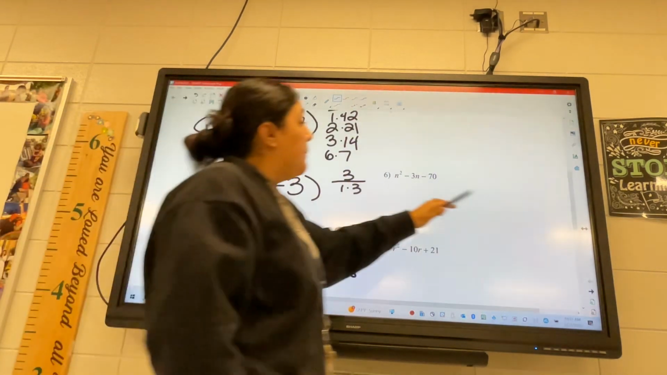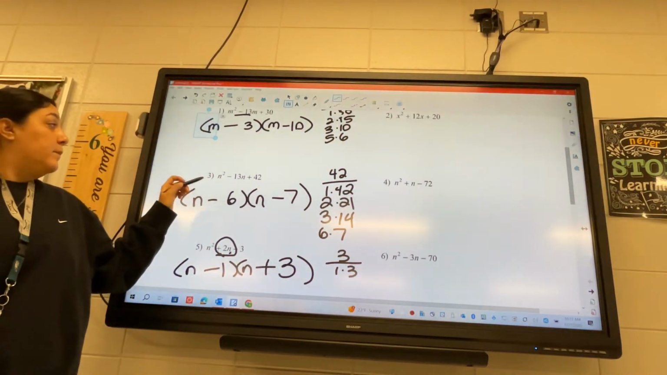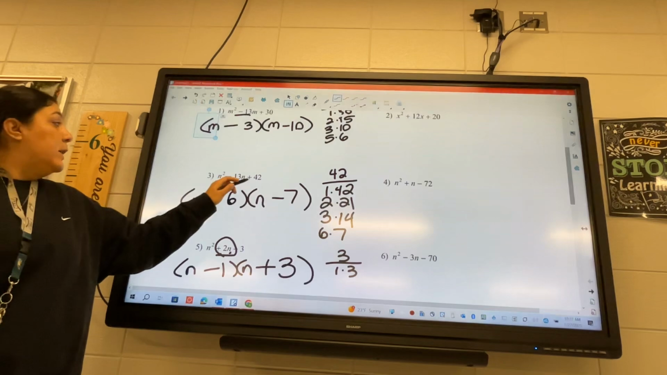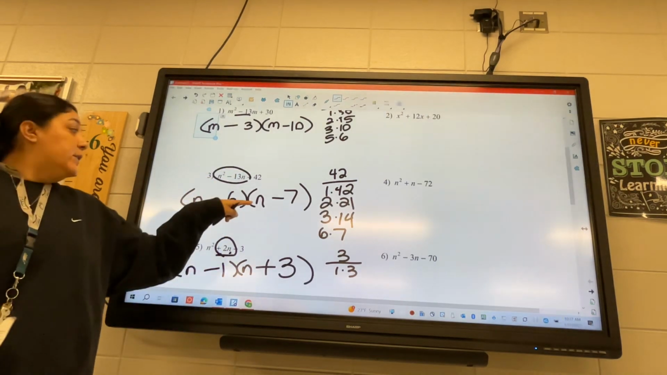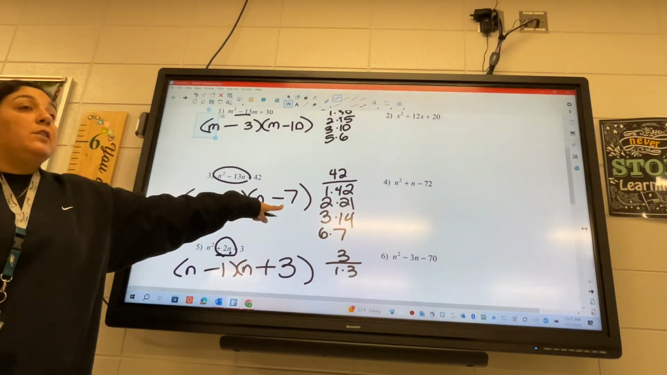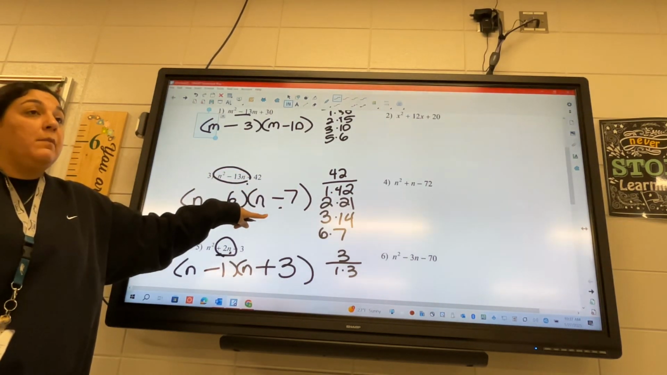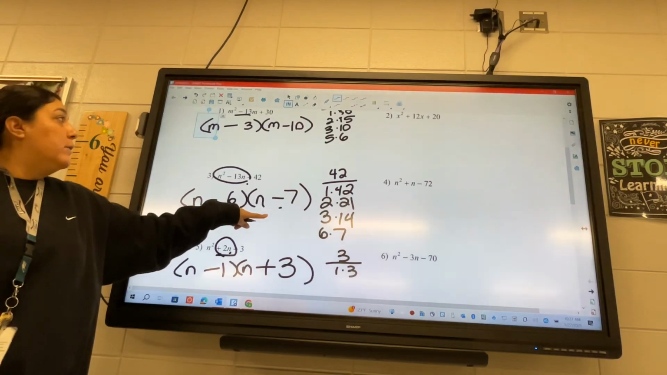Look at this one. The middle number is what? It's a 13. What is the biggest number that I chose? 6 or 7? 7. So, is 13 bigger than 7? Yes, so that means that both my signs should be the same. Okay? It's like a cheat way to figure it out.